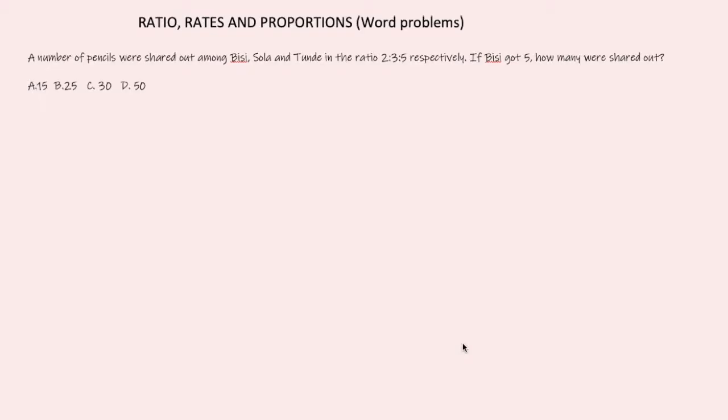That was an introduction into ratio, rates, and proportions. In this video, we'll be solving word problems in this same topic.